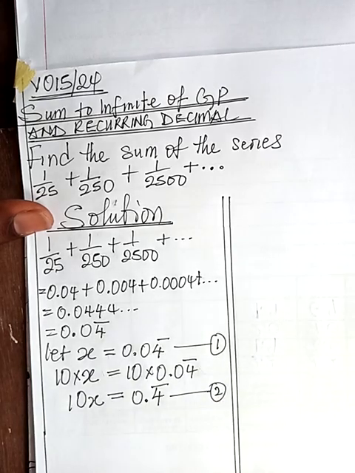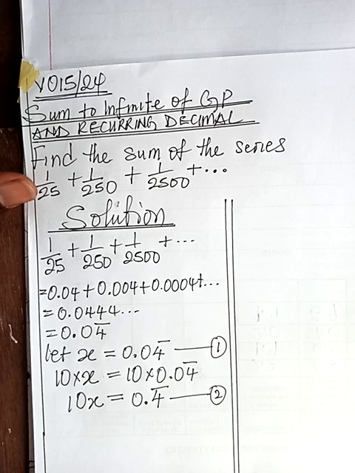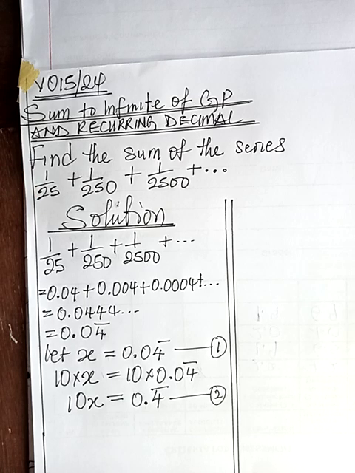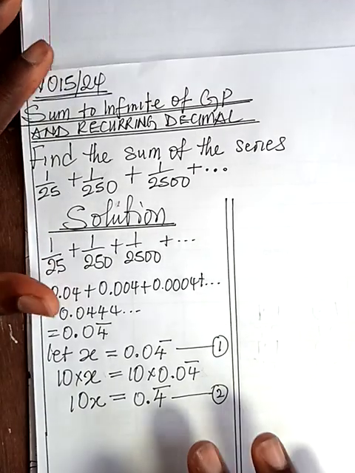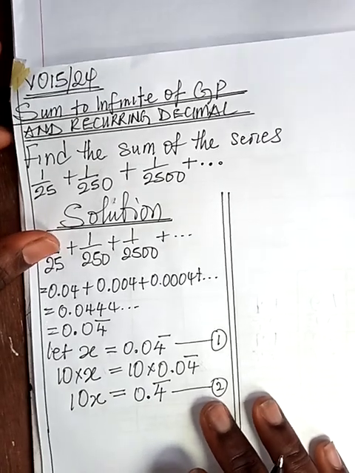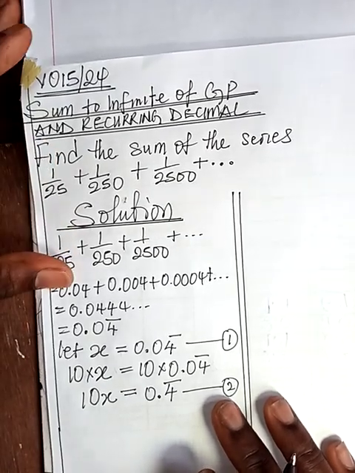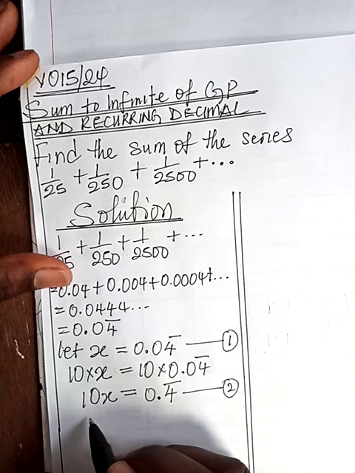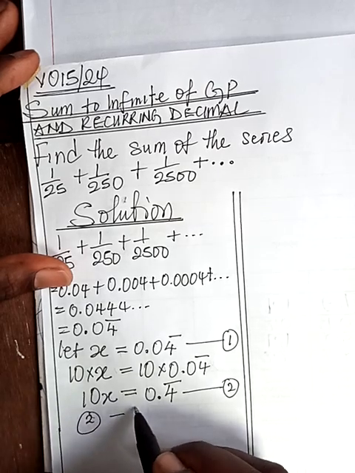Why did I multiply by 10? I could have multiplied by any power of 10. Could have multiplied by 10, 100, or 1000, just to get something a little different from what I have in equation 1 and make for easy subtraction, which is the next step. Now the next step is this. I'm going to subtract equation 1 from equation 2.